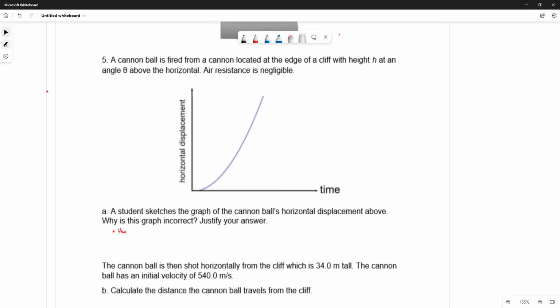The cannonball is not accelerating in the horizontal direction. It should have a constant slope.